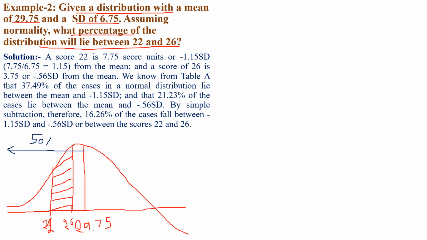In this case, first of all, we calculate the exact point for the 22 score. The 22 score is less than the mean by 7.75, because the mean value is 29.75. So the difference between these two points is 7.75. In this case, the unit is 1.15 standard deviation. This is the calculation: 7.75 divided by 6.75, because the standard deviation is 6.75. So the value is now 1.15. Obviously this is in the direction of the minus side.